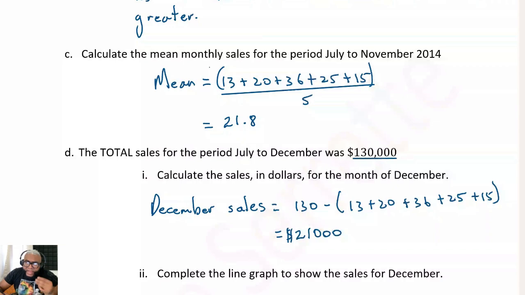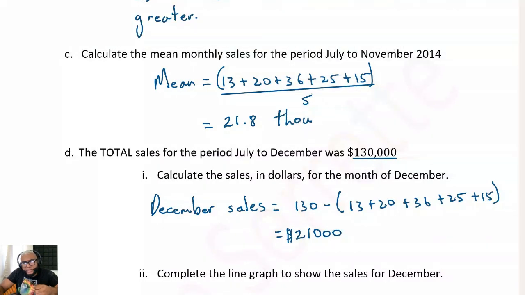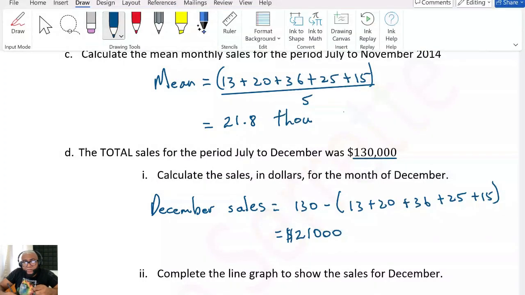So you see, this is why this question is a little weird, right? Because it's calculate the mean monthly sales for the period. So you can just write in the word thousands here now, because they know it's in thousands, or you can do it like how Hill said it.